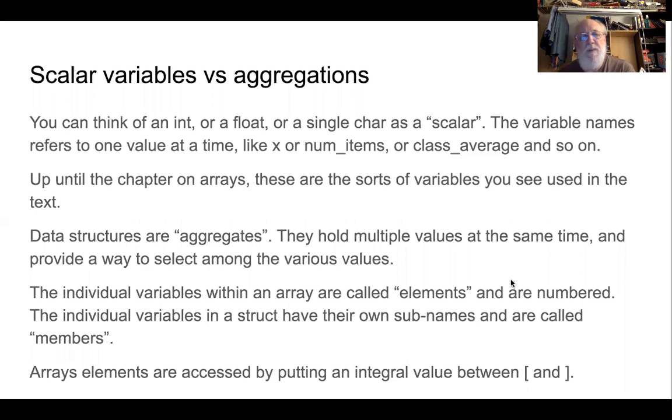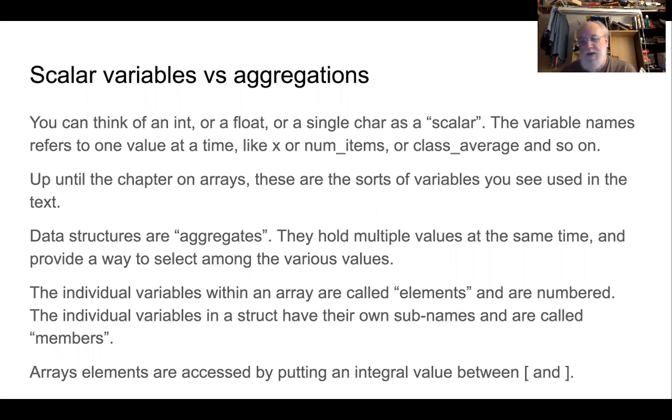So let's talk a little bit about variables versus aggregations. Now, you can think of an int or a float or a single character variable as a scalar. It's only got one value at any given point in time. So a name like X or num items or class average refers to one and only one value. Yes, you can change that value because it's not a const. You can change it in your program, but right now it only has one value. Up until arrays, those are the only sorts of variables you see used much in the text, although they do talk a little bit about character arrays, which form strings.